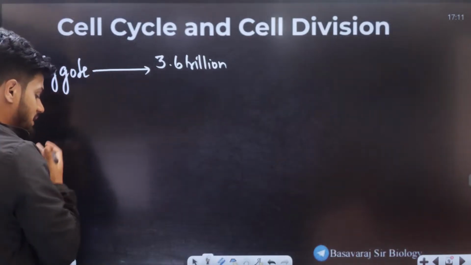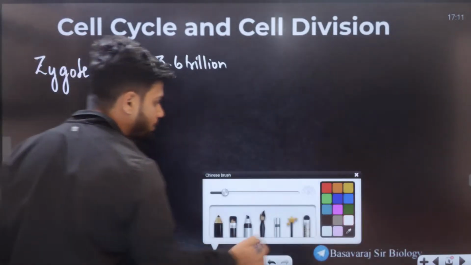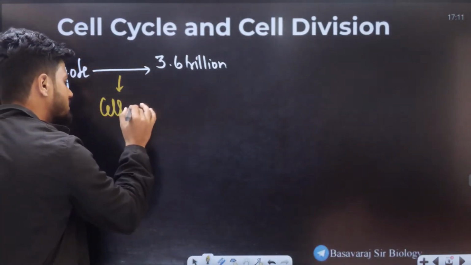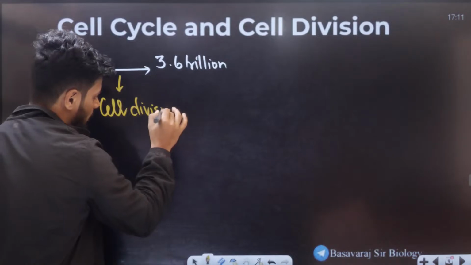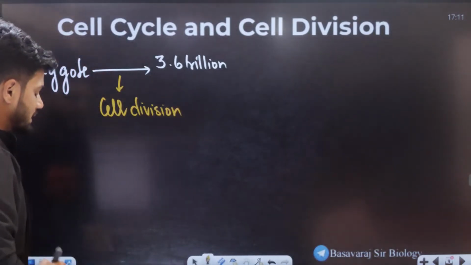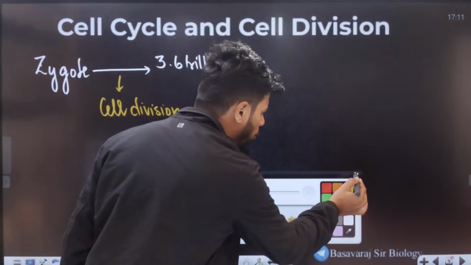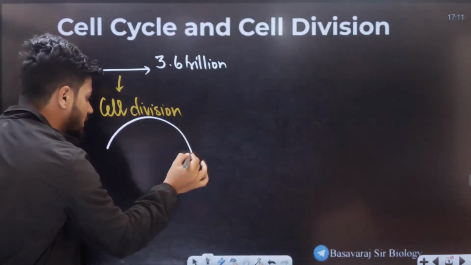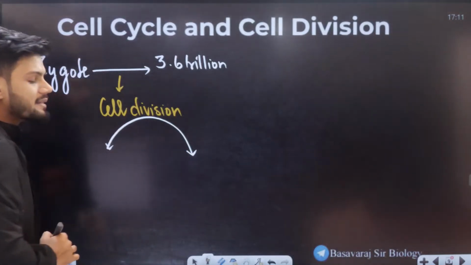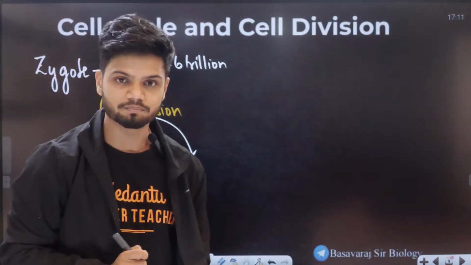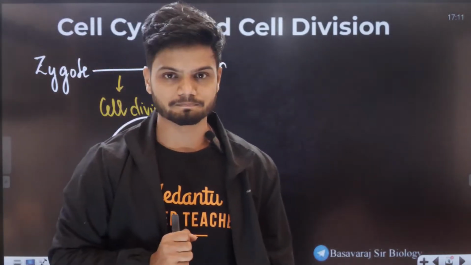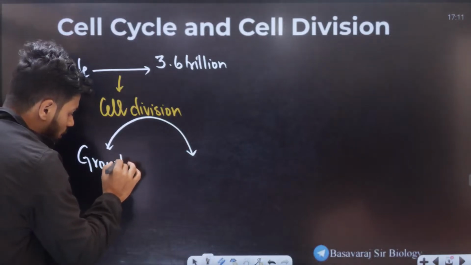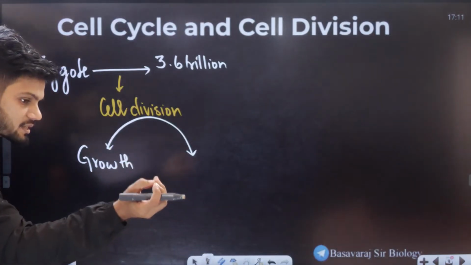A single zygote, students, undergoes a process called cell division. Now, if I ask you what exactly happens in the case of cell division, there are two main things that happen. That is, growth of a cell. Exactly, a cell is growing.